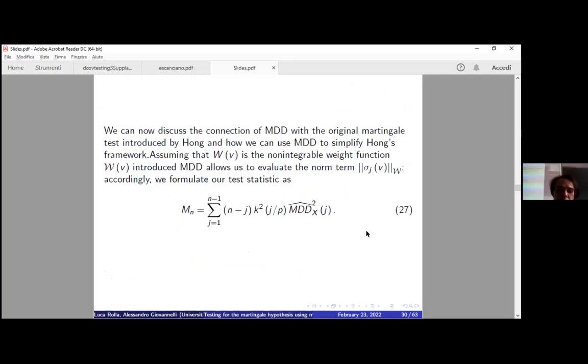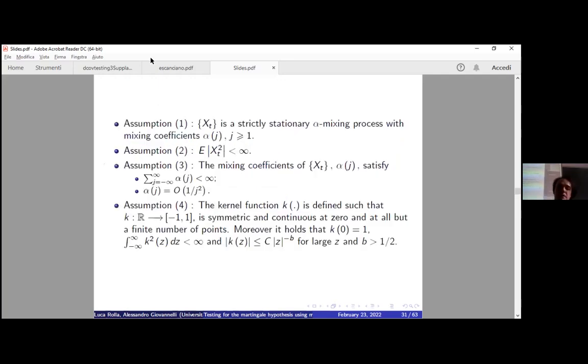Okay, this is our test statistic. And we obtain this by just simplifying the norm term here with martingale difference divergence. It's very similar to the Fokianos statistic, and is obtained according to the same procedure, starting from Hong's original class of tests and Hong's generalized spectral density theory. Okay, we make this assumption.